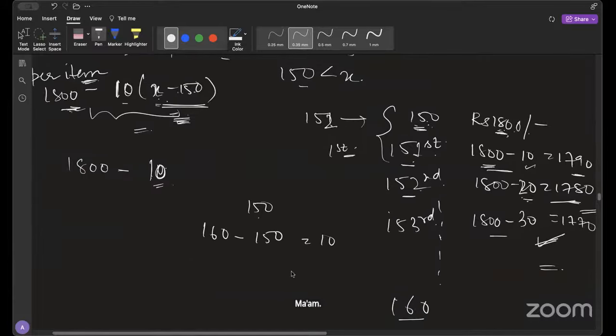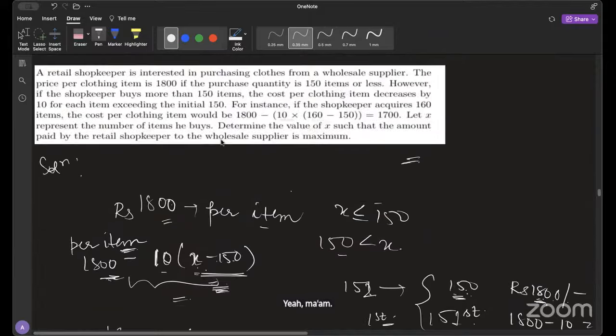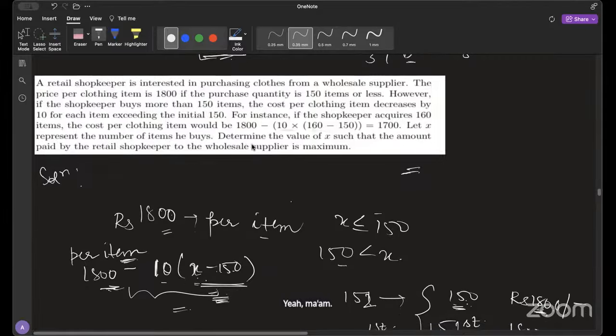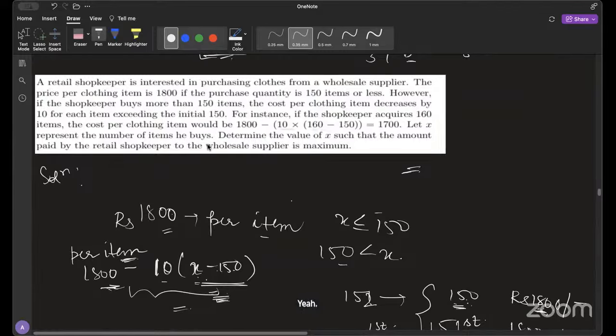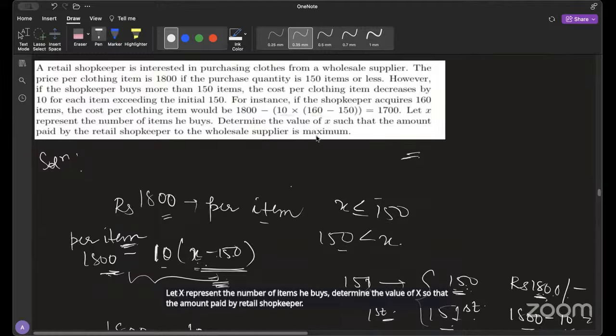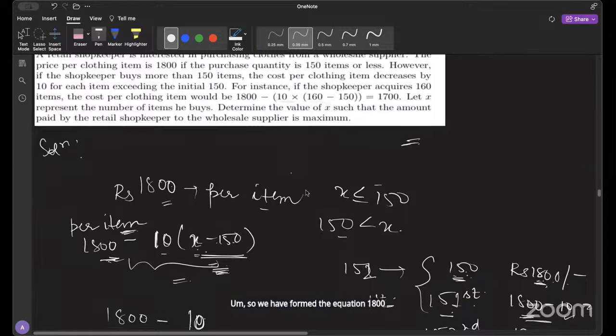Ma'am, when we form this equation 1800 minus 10 into x minus 150, in the question it is saying that it has to be maximum. Yeah, let me just read the question first so that everyone understands. Let X represent the number of items he buys. Determine the value of X such that the amount paid by the retail shopkeeper to the wholesale supplier is maximum. Yeah, now go on. So we have formed the equation 1800 minus 10 into x minus 150.